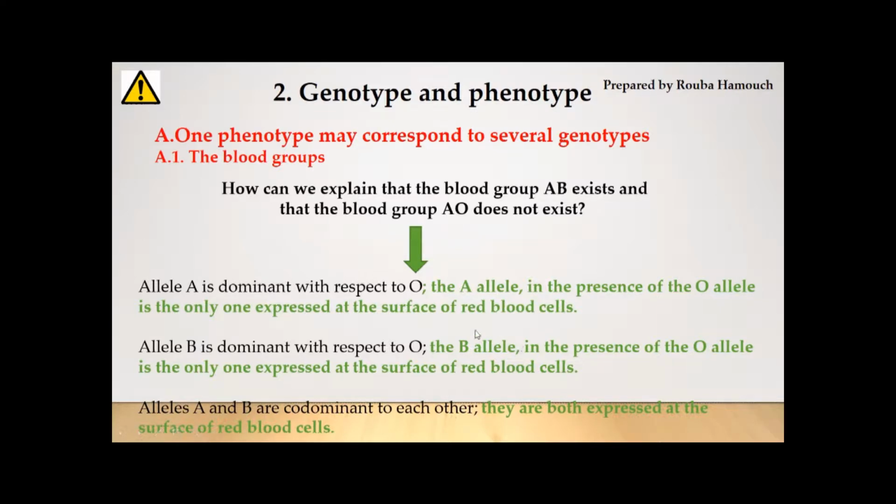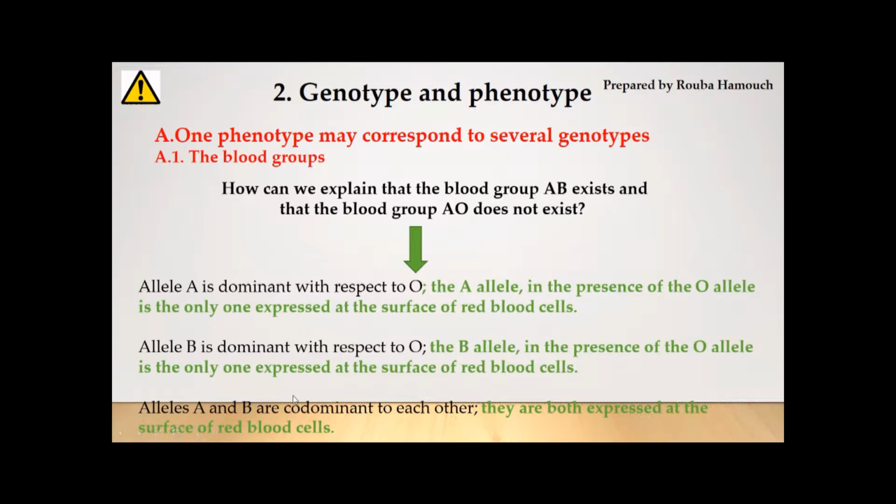Now, since both alleles A and B are dominant, when they are found together, they are co-dominant, which means they are both expressed at the surface of red blood cells. So A is expressed and B is also expressed.